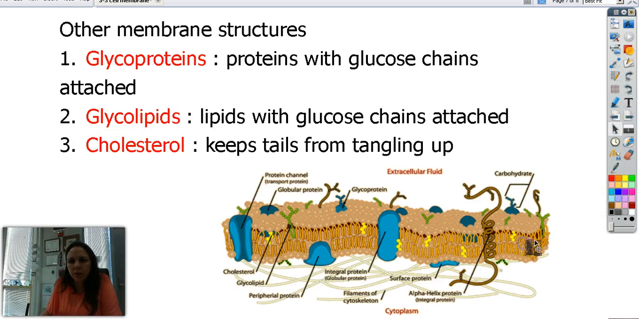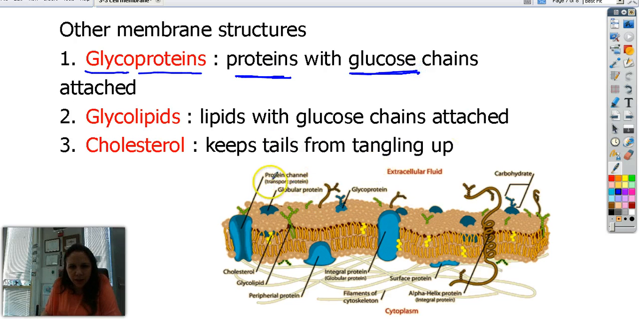Alright, let's see. Other things that we can find inside of the structure. Okay, one of them is called a glycoprotein. If you take a look at the word, it tells you everything you need to know. Glyco sounds like glucose, protein sounds like protein. Since the big blue blobs in here are proteins, just picture a protein with glucose attached.